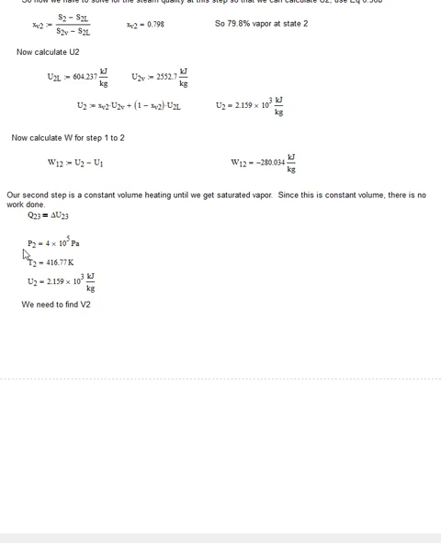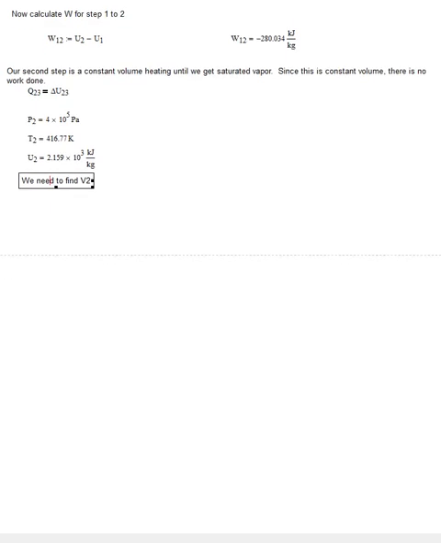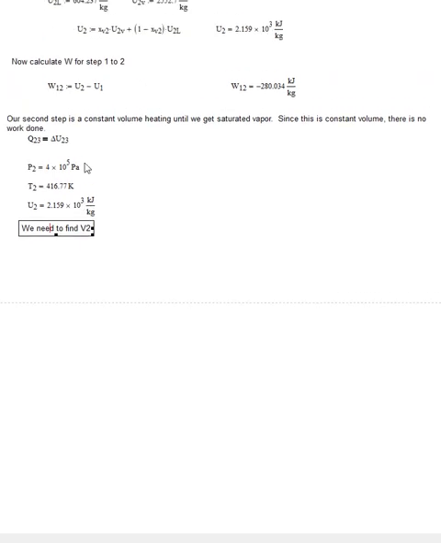So here I've just written down some information. I know P2, I know T2, I know U2. I just calculated that. We need to find V2. So why do we need to find V2? The reason is because V2 is going to equal V3, and that's going to give us information about how to solve this problem.